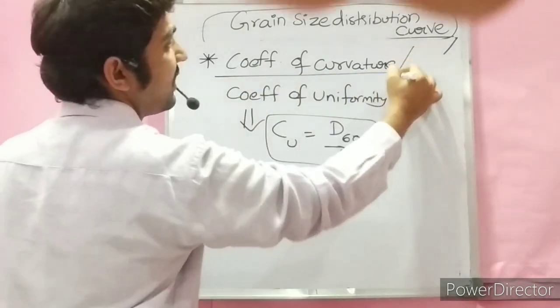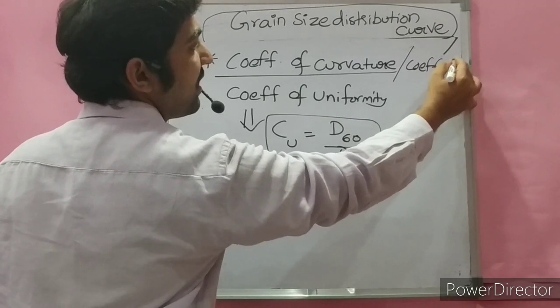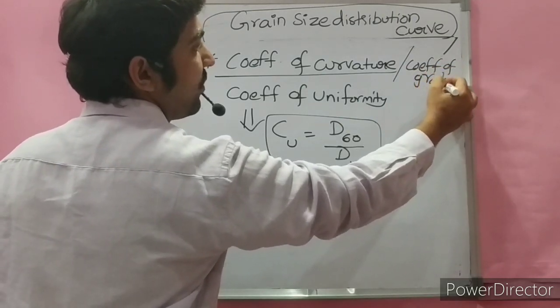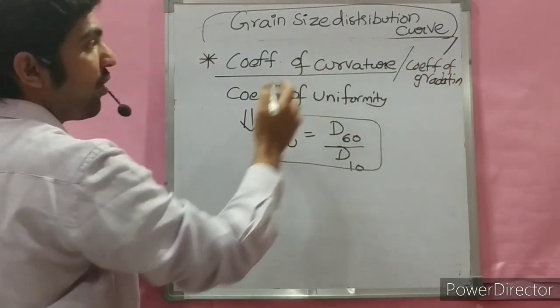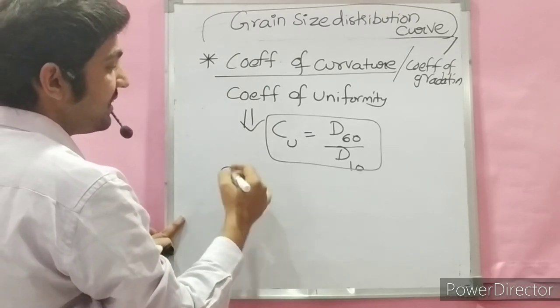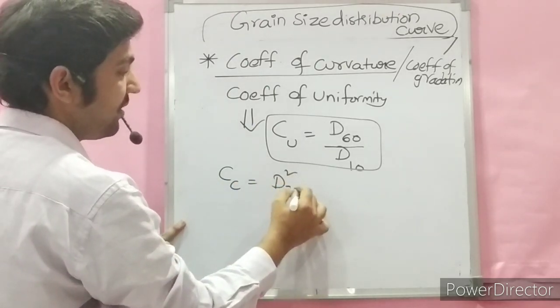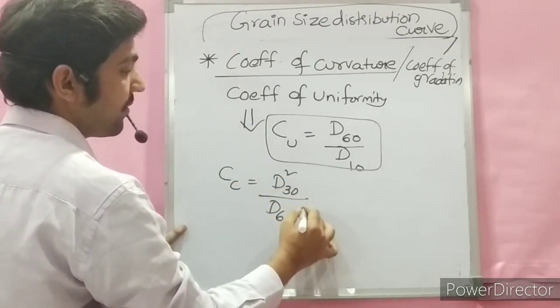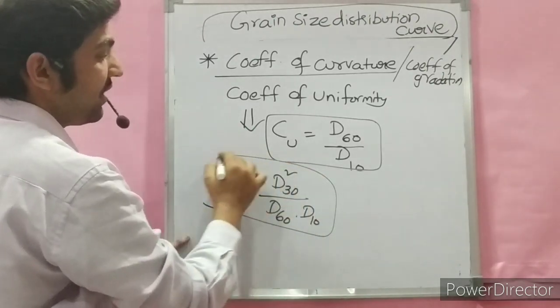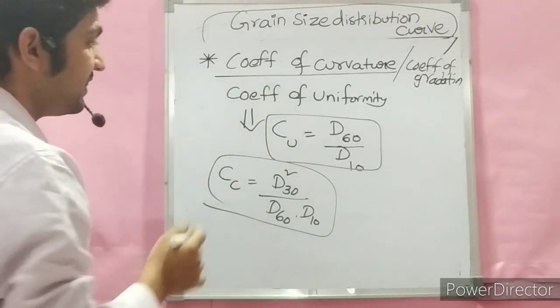Coefficient of curvature is also known as coefficient of gradation. It expresses how well graded the soil is. Cc is equal to D30 squared upon D60 times D10. These points are to be noted as they are. There will be no change in them.